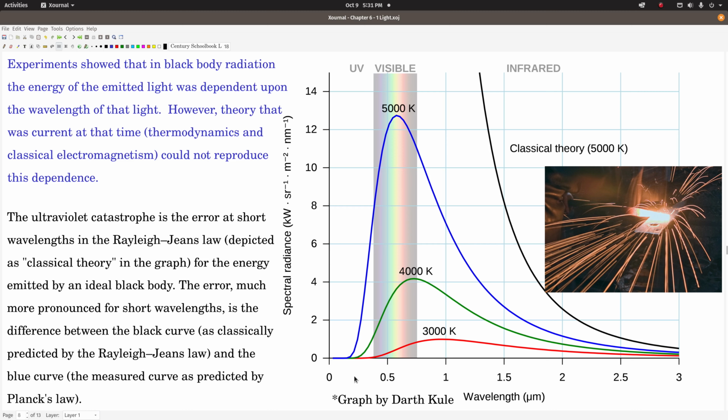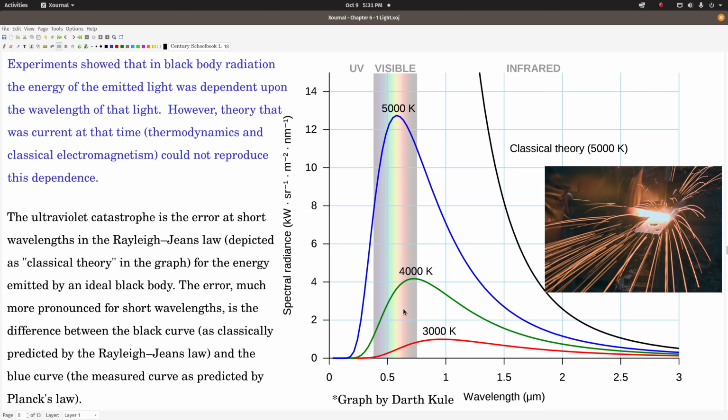And so when they tried to model it with the current theories, that was the Rayleigh-Jeans law, they were able to model it for longer wavelength light. This is the black curve right over here. But as the wavelength got shorter, so UV light, the theory did not match the experiment. That's why it's called the UV catastrophe.